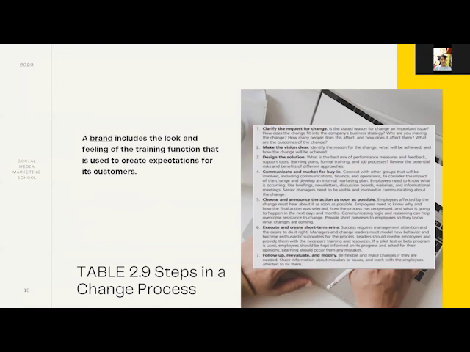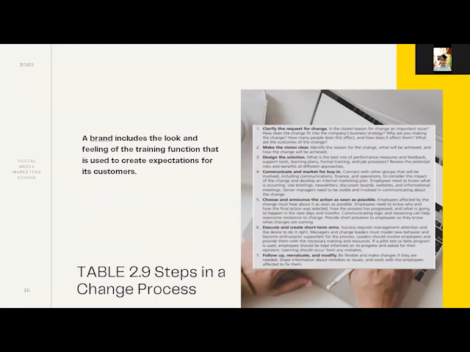So number 6, execute and create short-term wins. Success requires management attention and the desire to do it right. Managers and change leaders must model new behavior and become enthusiastic supporters for the process. Leaders should involve employees and provide them with the necessary training and resources. If a pilot test or beta program is used, employees should be kept informed on its progress and asked for their opinions. Learning should occur from any mistakes.